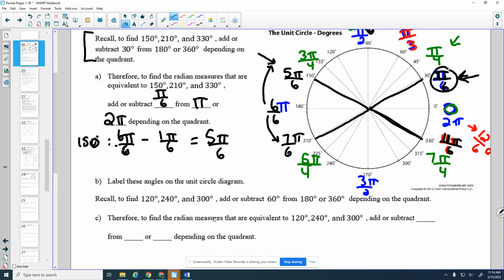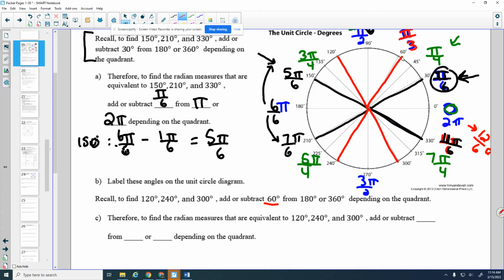So here I'm going to try to keep both on here, and I'll move this out of the way. It says recall to find 120, 240, and 300. So to find each of these angles, when we were working in degrees, we added or subtracted 60. And then we just have to ask what is the equivalent radian measure. So now I'm going to be adding or subtracting pi over 3.